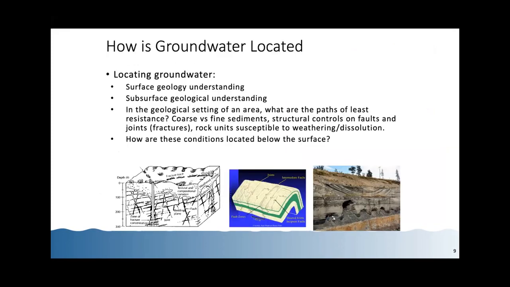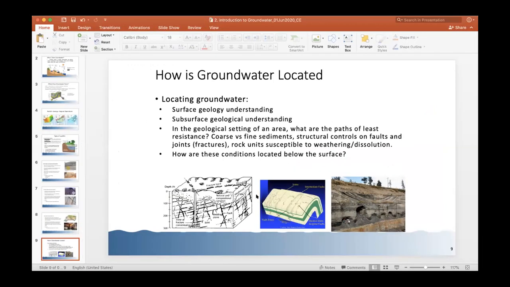So after looking at a couple of principles in terms of groundwater and just a brief explanation of groundwater, the next thing is how is groundwater located? And for that, I will be handing over to my colleague, Neville Paxton, to further explain. He will be talking about groundwater exploration and drilling.